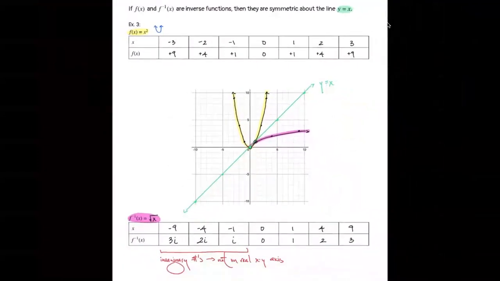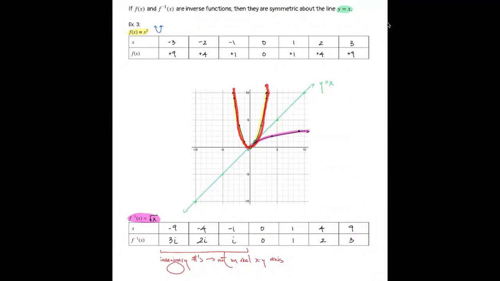Now some of you might be wondering, why is it that we only have one part down here in our inverse function, right? And this is actually a super, super important point that I want to drive home here. If we took the whole yellow parabola and we reflected it over this green line, we would, like I drew earlier, end up with this sideways parabola, okay?